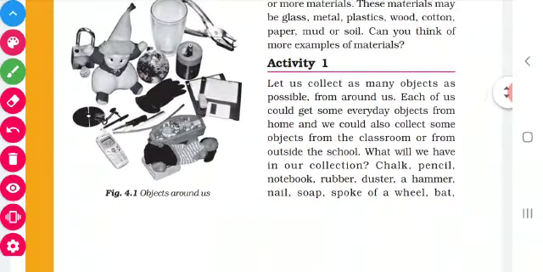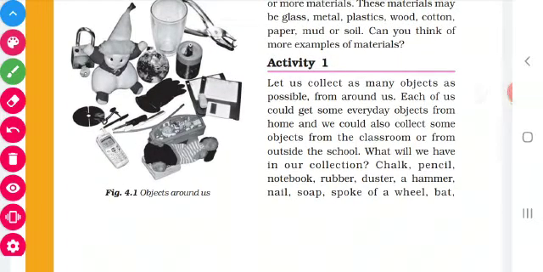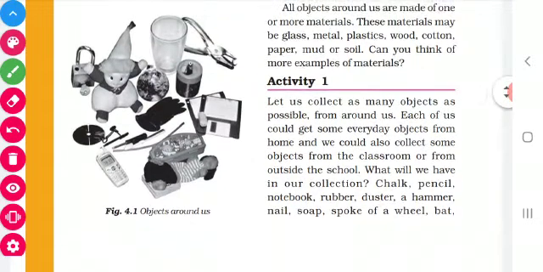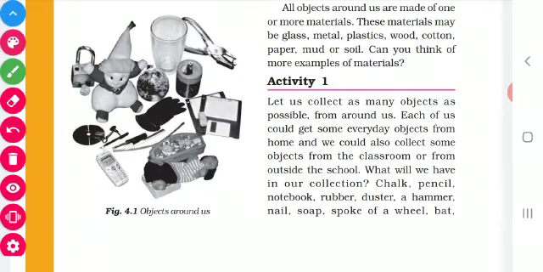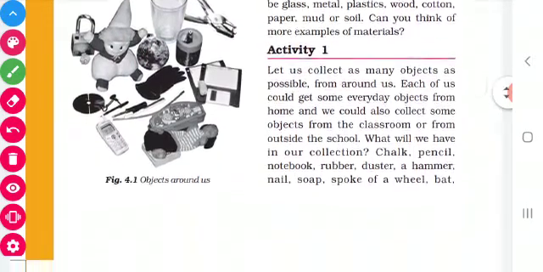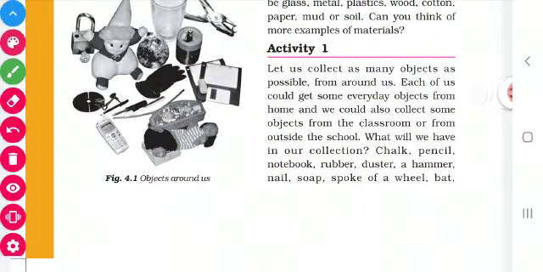Now let us go for Activity 1. Let us collect as many objects as possible. See how they have collected. They have collected many objects: a CD, remote, toys, staplers, tumbler, toy, lock and key. Like that they have collected many materials. You can also collect as many materials as possible.